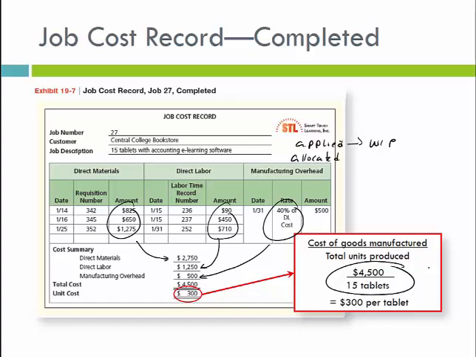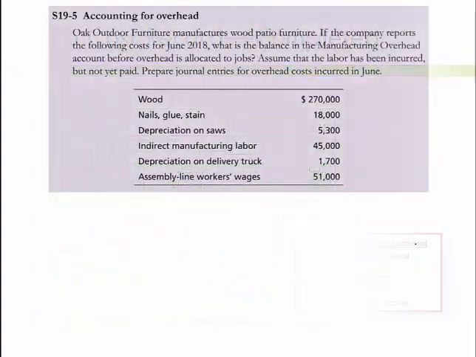So let's do a couple of these where we're going to do some actual and some applied overhead things. So Oak Outdoor Furniture manufactures wood patio furniture. If they report the following costs for June, what is the balance in manufacturing overhead before overhead is applied to the job?